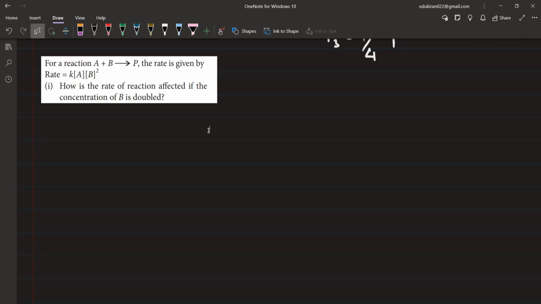In that, what you will do: R2 is equal to the rate constant K, concentration of A. There is no change in the concentration of A, so concentration of A will be as it is. But in the concentration of B term, you will write 2B. Why 2B? Because we have doubled it. Okay, and the square will still be there. And then just determine how the rate is going to be affected, how it is going to be changed.